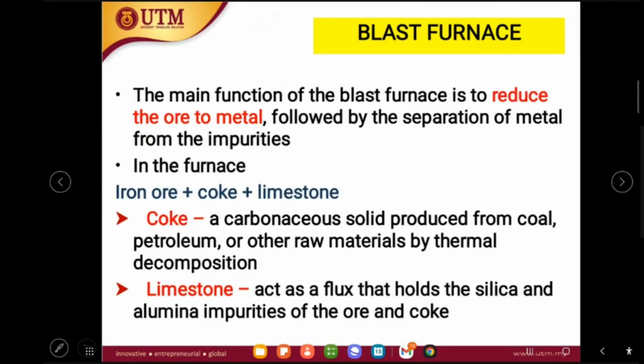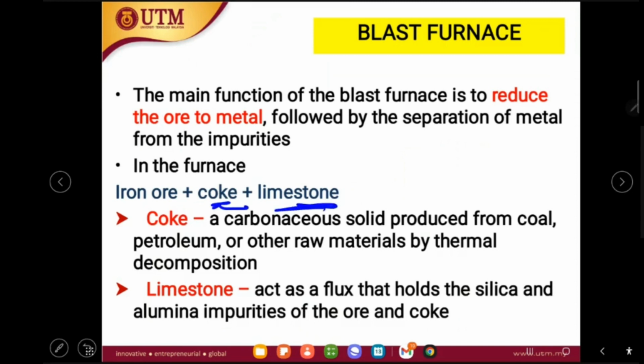Right. So the main function of the blast furnace is to reduce the ore to metals, followed by the separation of the metals from the impurities. In the furnace, as we mentioned just now, the iron ore, in the form of pellets or sinters, is charged into the blast furnace with the addition of coke and limestone.